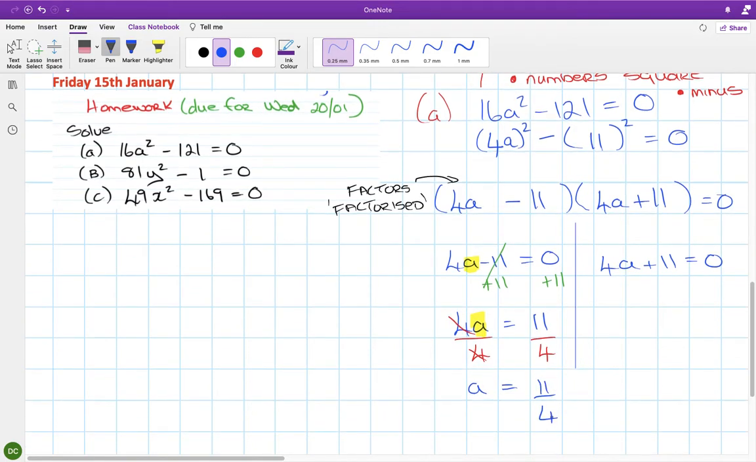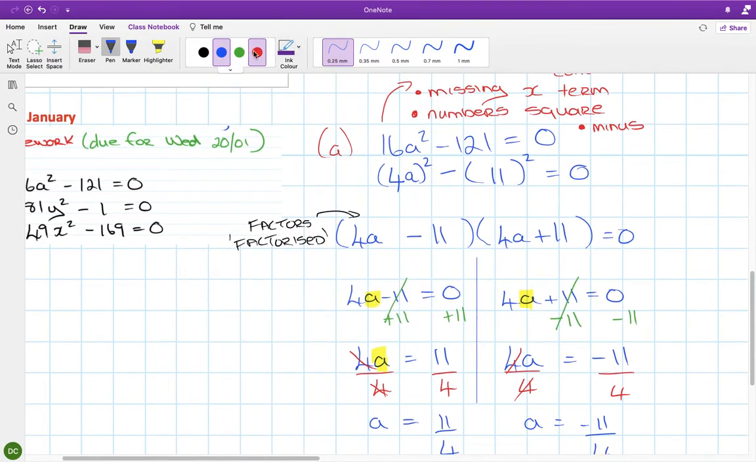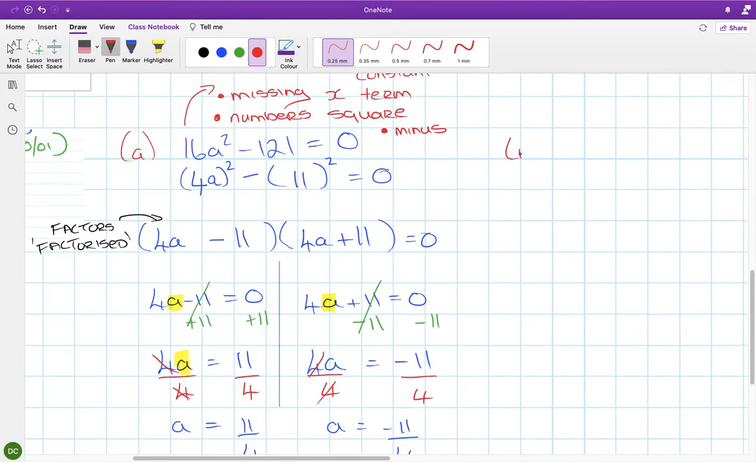Now you can put that as a decimal if you want, but generally I tend not to. So over here, isolating the a, we're going to need to get rid of the plus 11. So minus 11 for balance. Then it's 4a equals minus 11. And then to isolate the a, we need to divide by 4, and that will cancel it. Divide by 4 to balance. And like I said with these ones, you will always get a pair, one plus, one minus. Okay? The second one, I'm just going to move across here.